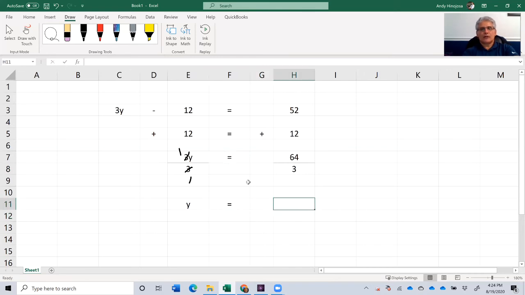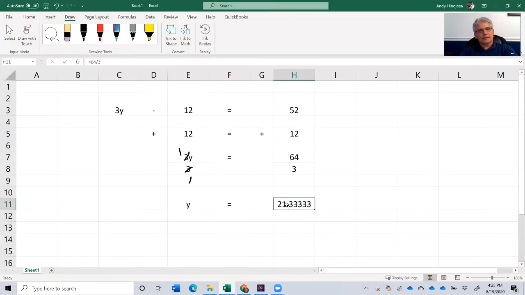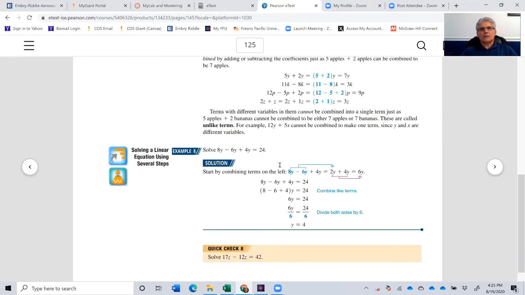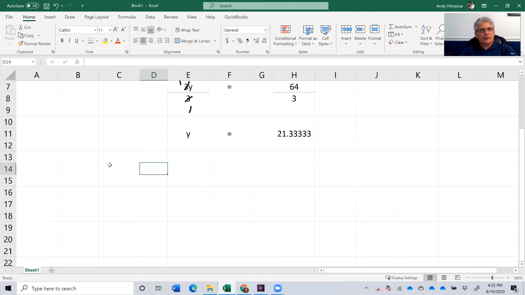And then we'll finish this off. 64 divided by 3 is 21.3333, which is really 21 1/3. Okay, the problems should tell you what kind of format they want. In this case, they wanted a fraction. And here I gave you a decimal. All right, now in the previous problem I mentioned unlike terms, meaning like the 3y and the 12, those are unlike because they both don't have variables in them.